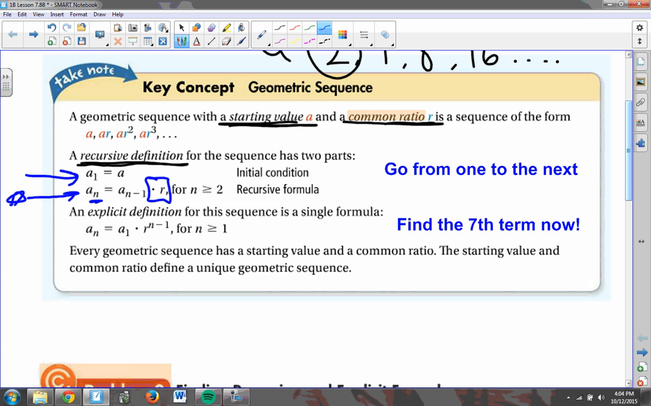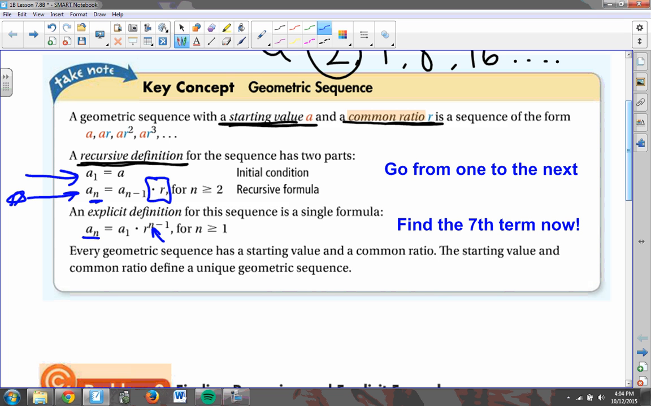An explicit definition is just one formula that you can use to find whatever term you want in the sequence by plugging in a certain number for n. So let's say I wanted the 7th term of the sequence, 7th in line. You just put 7 in where the n is right there, and then you have the 7th term of your sequence. So this is just a single formula.